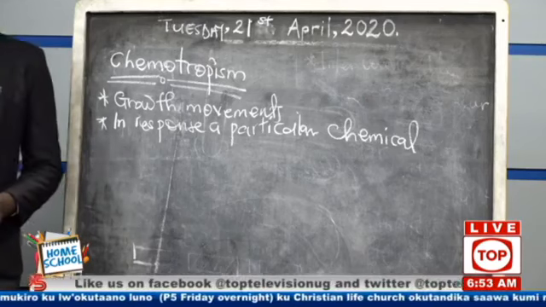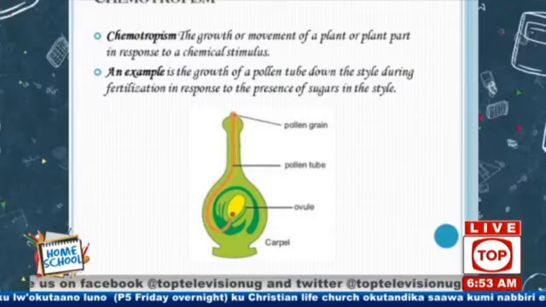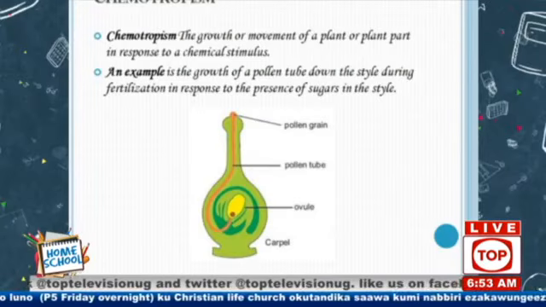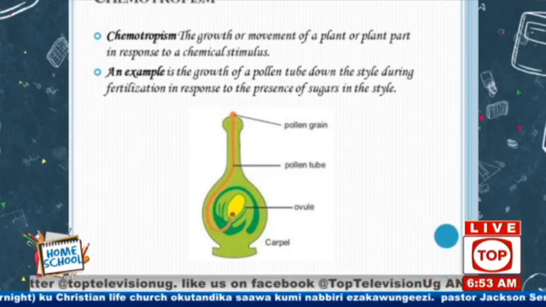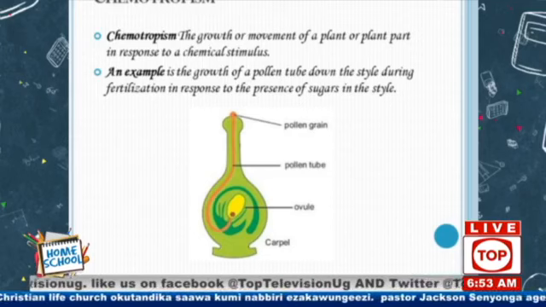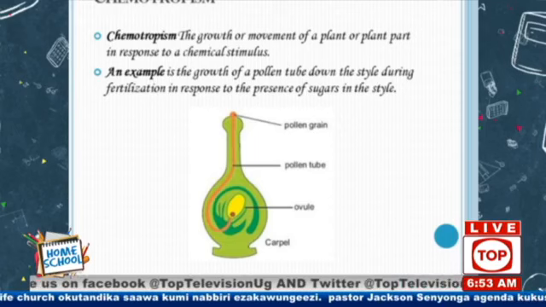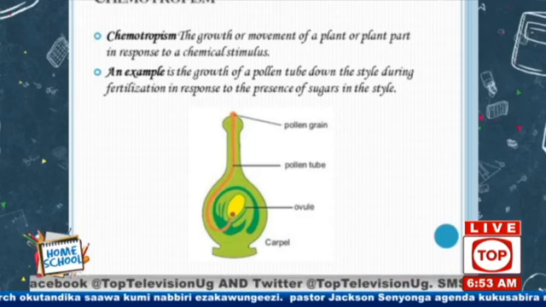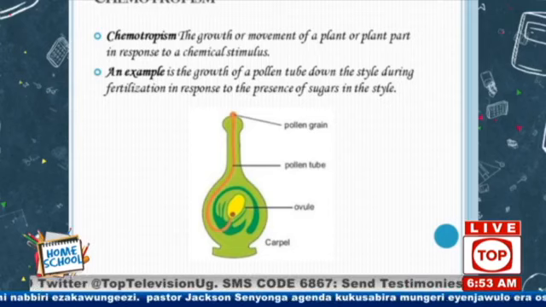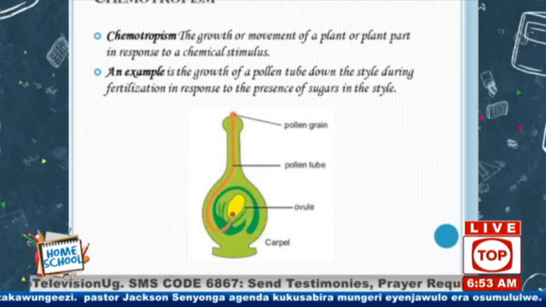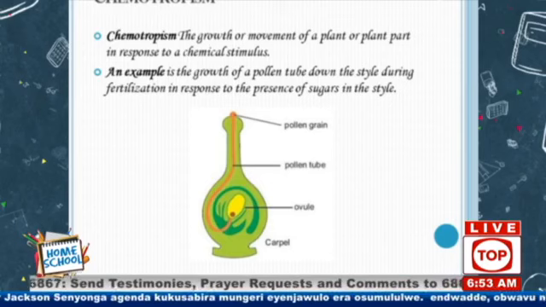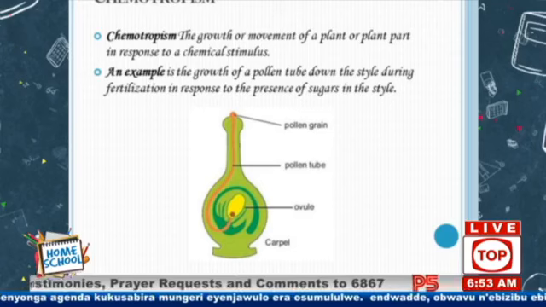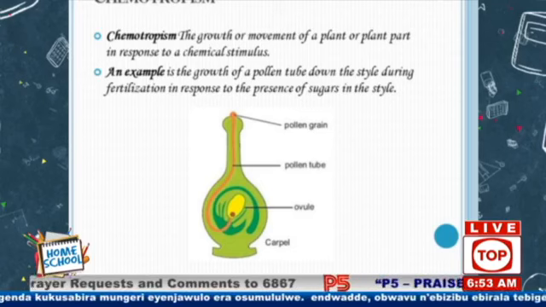Please put up that slide for me. When you look at that slide, it's an extract from a flower. Some parts have been removed, but what I want to focus on is the pollen grain on the top and the pollen tube. We know from double fertilization that the pollen tube germinates from the stigma through the style towards the ovary. What drives this growth is chemotropism.